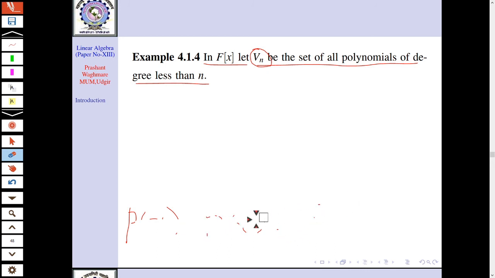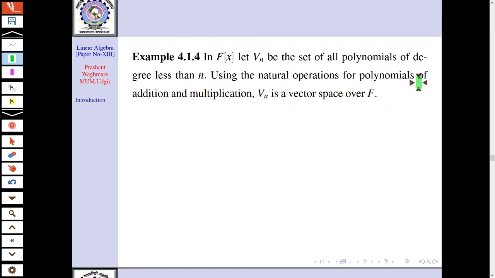Alright, that's why what we have considered here is that Vn is the set of all polynomials of degree less than n. Okay, yes. So using the natural operations of polynomials, obviously with respect to addition, that Vn is a vector space over F.